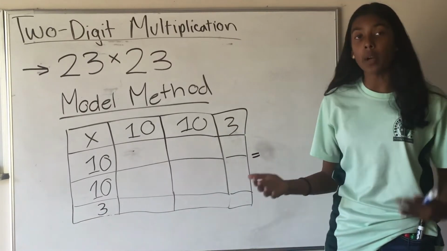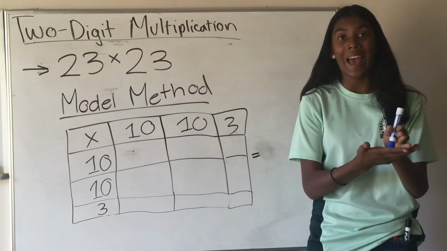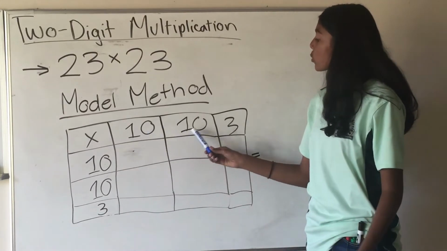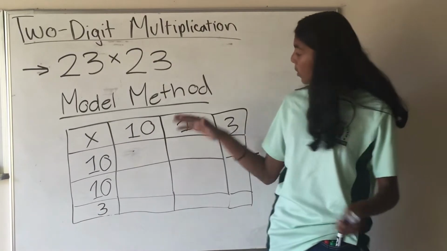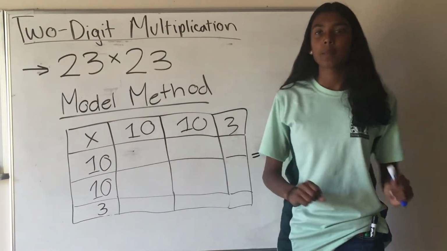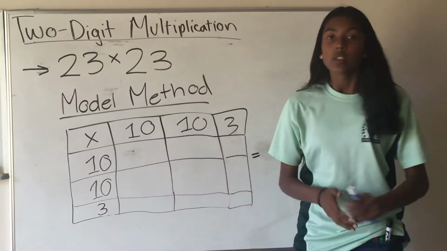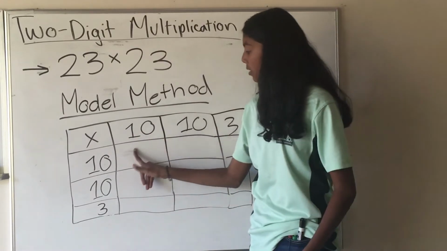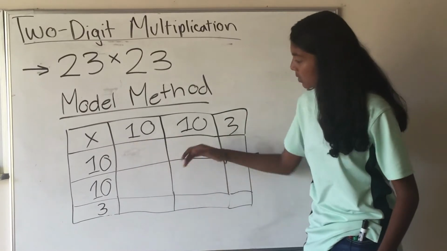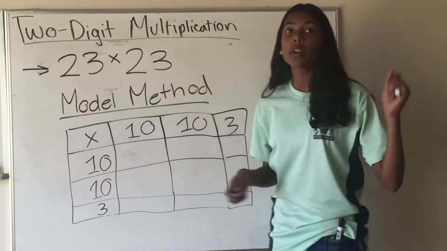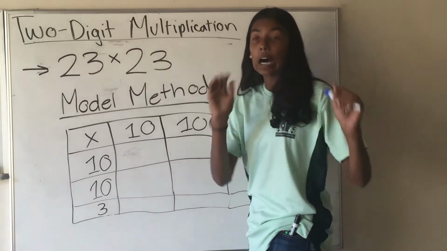In this case, 23 can be split up into 10 plus 10 plus 3, because 10 plus 10 is 20, and 20 plus 3 is 23. So we put it into a table like this. We have our 10s, and then the 3s. We start off with the empty boxes. In this box, we have 10 and 10, so we multiply both of them to get 100.